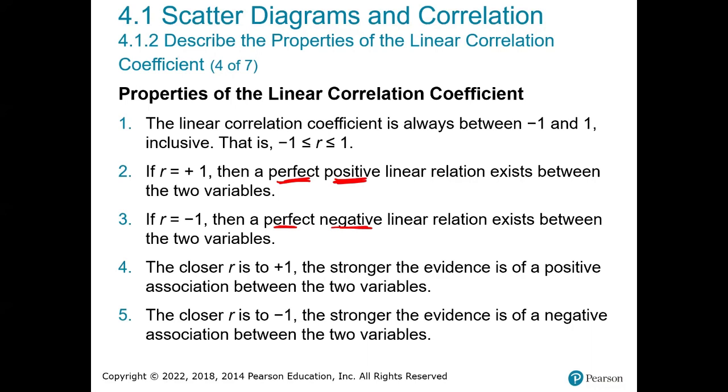If R is closer to +1, the stronger it is going to be. So the closer I am to 1, 0.9, 0.8, those are still very strong values. Further away I get from 1 and closer to 0, which we'll see on the next slide, the weaker we're going to be. Okay, the same happens with the negative side. The closer you are to -1, so -0.9, -0.85, the stronger you're going to be on the negative side.